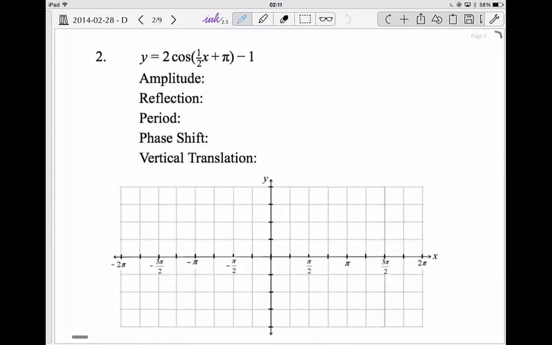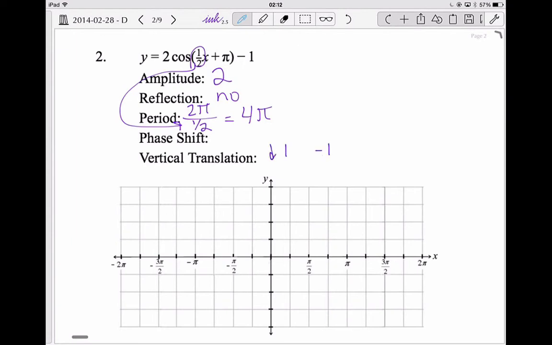Okay, let's see. Y equals 2 cos of 1/2 x plus pi, all minus 1. My amplitude is the number out in front, well, the absolute value thereof, so 2. There's no reflection because neither cosine nor x are negative. The period is 2 pi divided by the coefficient of x. So that's 2 pi divided by 1/2. Dividing by 1/2 is the same as multiplying by 2, so our new period is 4 pi. Our vertical translation is down 1 or negative 1.